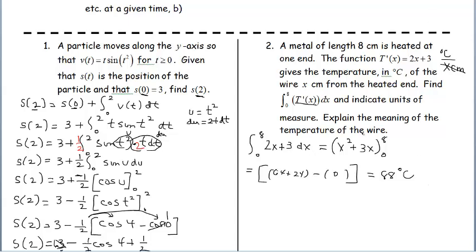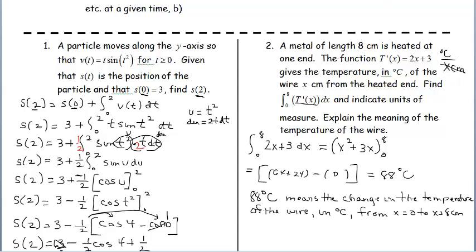All right, now let's explain the meaning of the temperature of the wire. All right, well, thinking about what was said earlier, this represents a change in the temperature from the heated end to the opposite end in degrees Celsius. So kind of remember that saying NUTS. Let's do the number, the units, the time, but in this case, kind of interesting, there's no time. Instead, we're talking about a length. Okay, it's the x here instead, and then we're going to use a sentence.